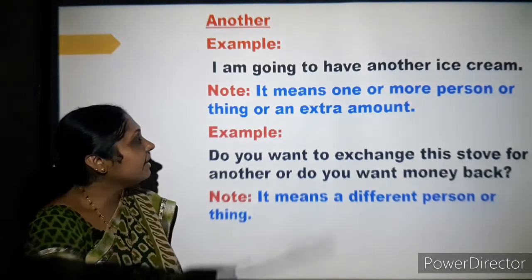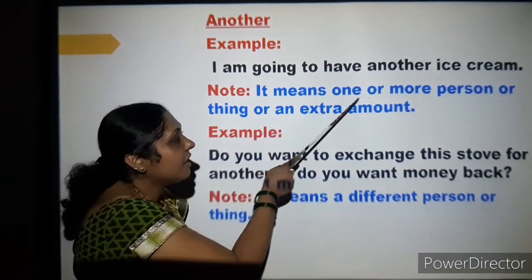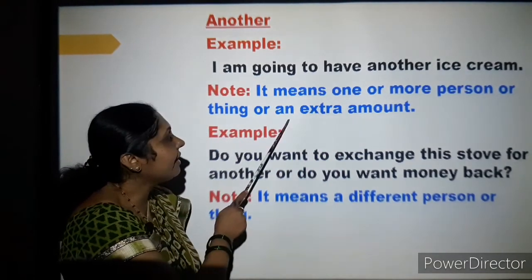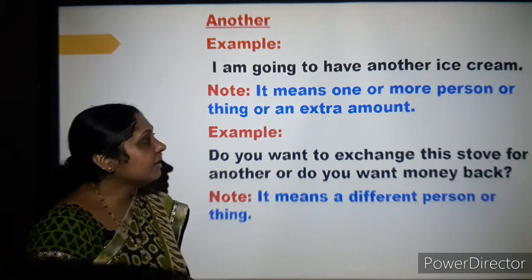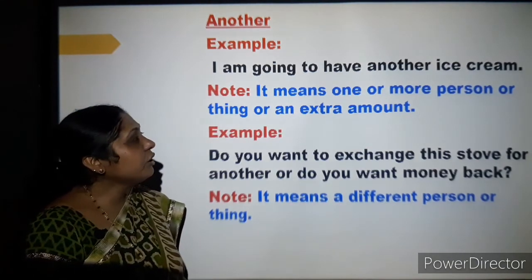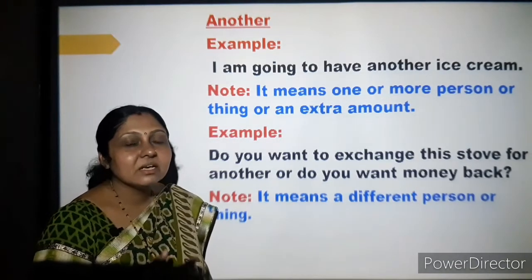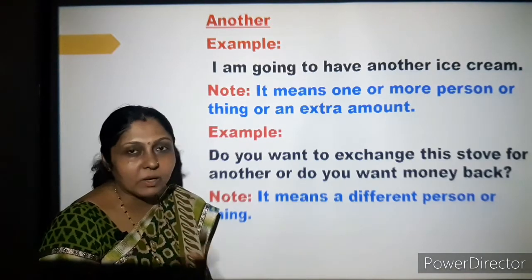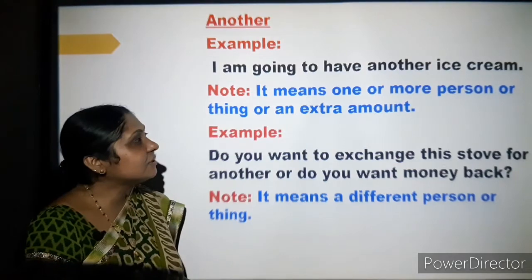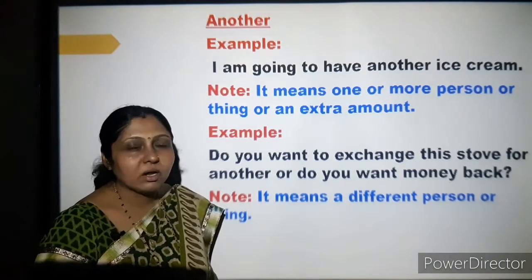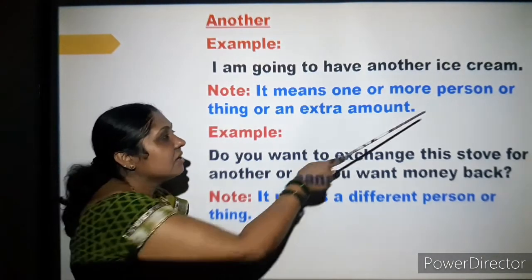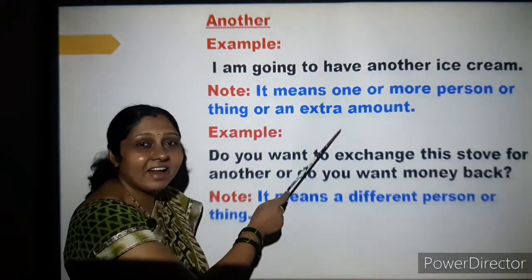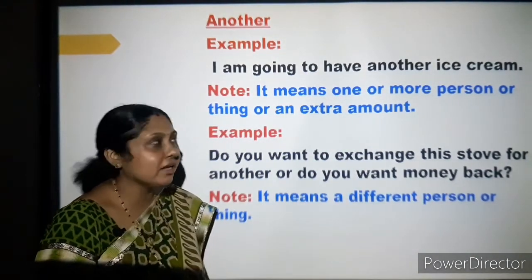Now, what is the meaning here? It means one or more person or thing, or an extra amount. So, I am going to have another ice cream means you want to have another ice cream, that is, one more. So, another is used to refer to one more. Another can be used for a person or a thing or an extra amount of the same thing.